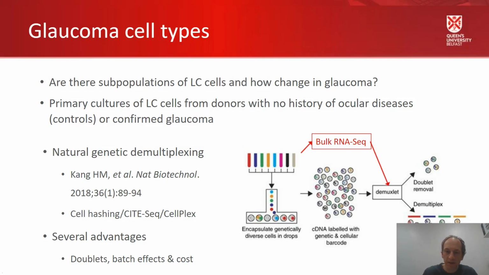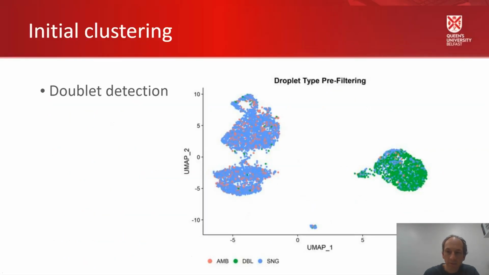So this approach has several advantages. First of all, it allows you to spot doublets. So that's where we have more than one cell go into the same droplet. And we obviously want to remove those, and that can be quite difficult otherwise. But if there's a mixture of SNPs, we can throw those out. Also, because you're pooling all your samples and running them together, it reduces batch effects. And perhaps most importantly, you can reduce the cost by just running one suspension containing several samples.